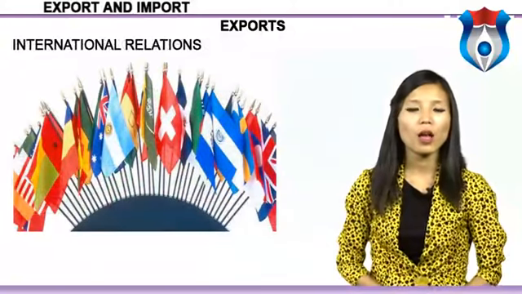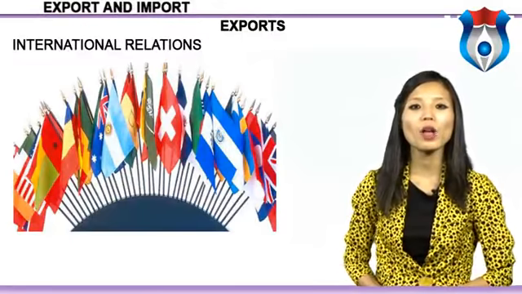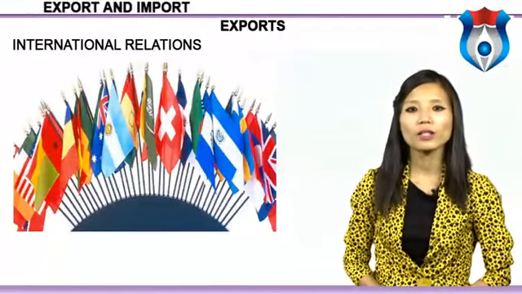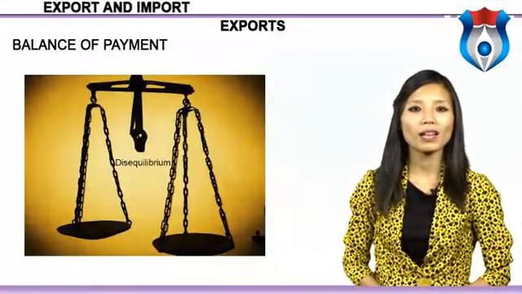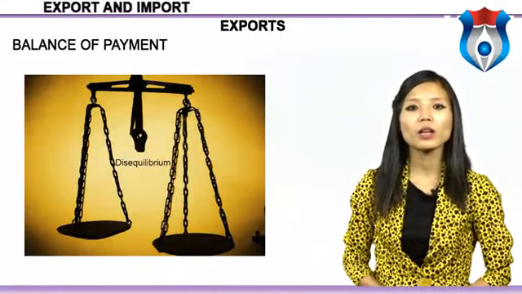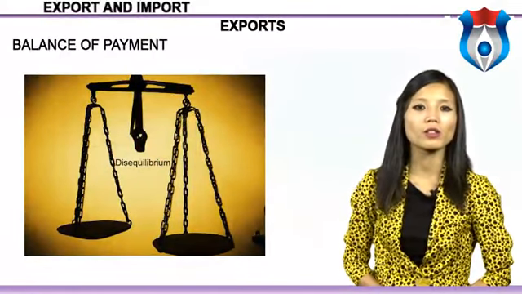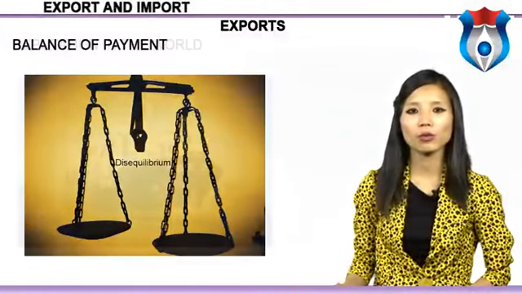International relations. Almost all countries of the world want to prosper in a peaceful environment. One way to maintain political and cultural ties with other countries is through international trade. Balance of payment. Large-scale exports solve the balance of payment problem and enable countries to have a favorable balance of payment position. The deficit in the balance of trade and balance of payments can be removed through large-scale exports.